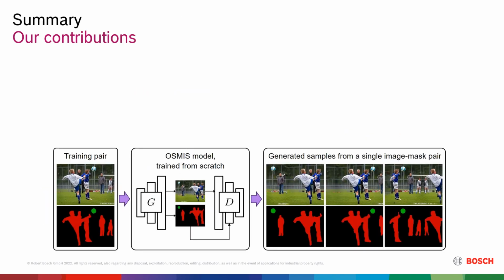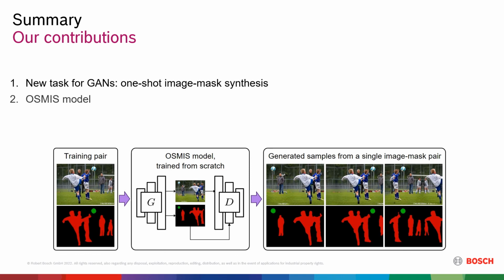In summary, our paper has three main contributions. We introduced a new GAN training scenario in which a model is trained only on a single image mask pair, without any pre-training. We introduced our OSMIS model, which achieves high quality and diversity of image synthesis, as well as high accuracy of generated annotations. We demonstrated how OSMIS can be successfully applied for data augmentation for two one-shot segmentation tasks.